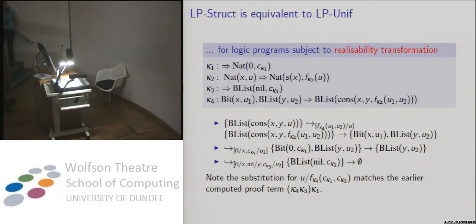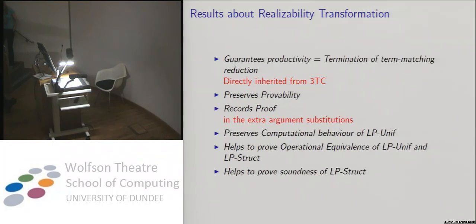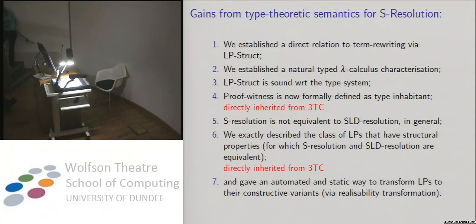So this particular transformation of programs really allows you to show a few things. First of all, this transformation guarantees termination of term matching reduction, and therefore guarantees productivity of your logic programs. It preserves provability, that is, if something was provable in SLG unification, it's still provable here. It records the proof in this extra argument, helps to prove operational equivalence of standard Prolog and structural resolution, and helps finally to prove soundness of structural resolution as well.